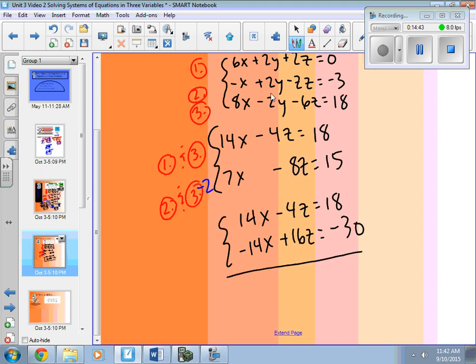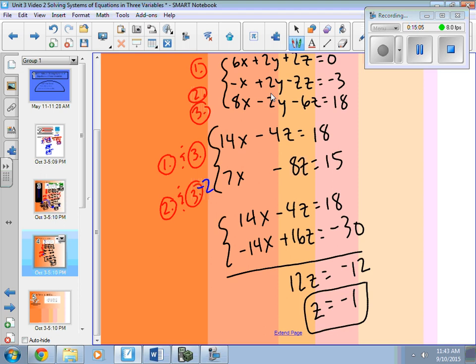Okay, so if we add together, those x's eliminate like we want. We get 12z equals, if we add the constant terms together, negative 12. And so it looks like z ends up equaling negative 1. So now we found one of them. Why don't you pause the video, see if you can substitute back in now and find both y and x.